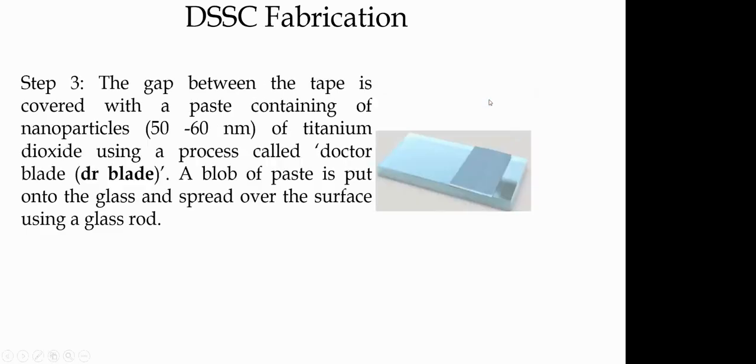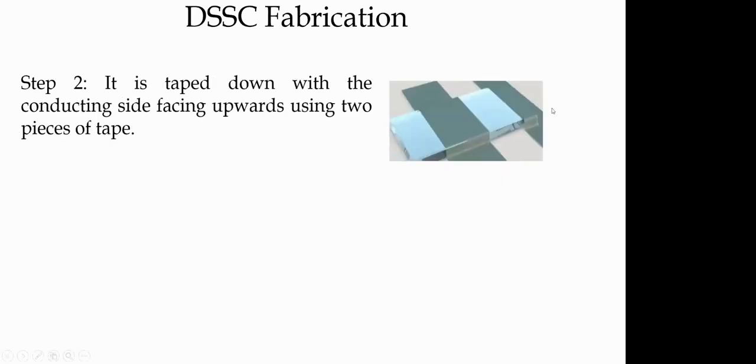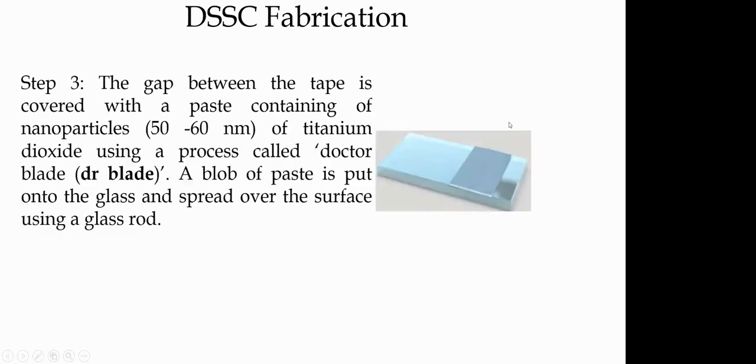So in this step, you have a slurry of TiO2 nanoparticles that you put between these 2 tapes, and then you take out the tapes. So this will look like a coated TiO2 nanoparticles layer. The size of these nanoparticles is like 50 to 60 nanometer. And this process is called the drag method.